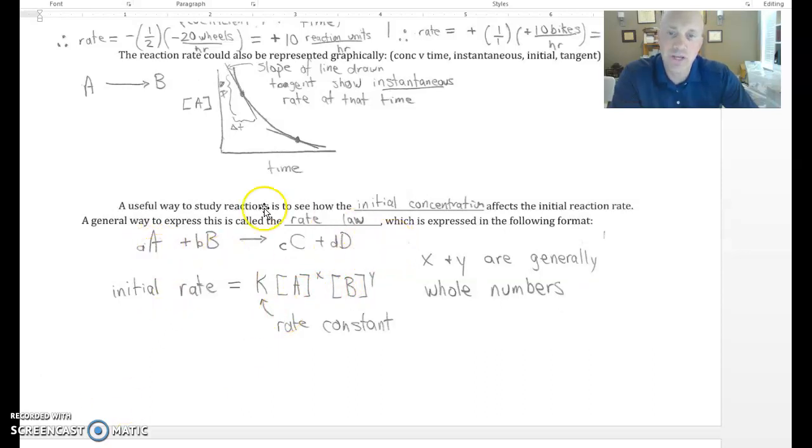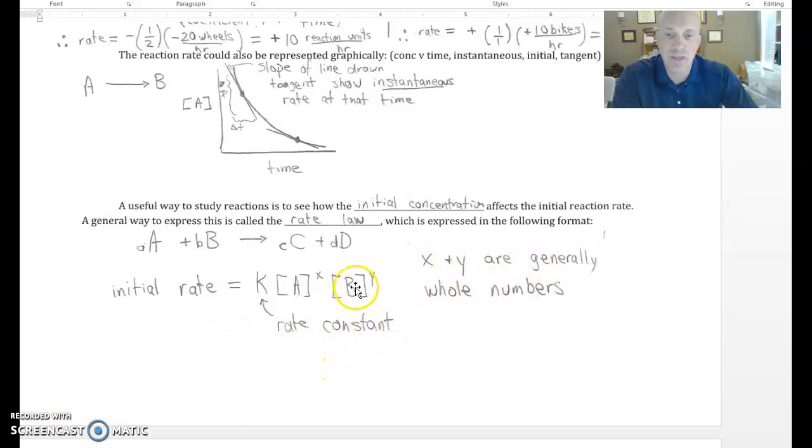So for a generic reaction like this, where the lowercase letters are the coefficients in the reaction and the uppercase letters are the chemicals themselves, the rate, or the initial rate, would equal k, and k is what's called a rate constant, times the concentration of A raised to exponent x, times the concentration of B raised to an exponent y. And x and y are generally going to be whole numbers.